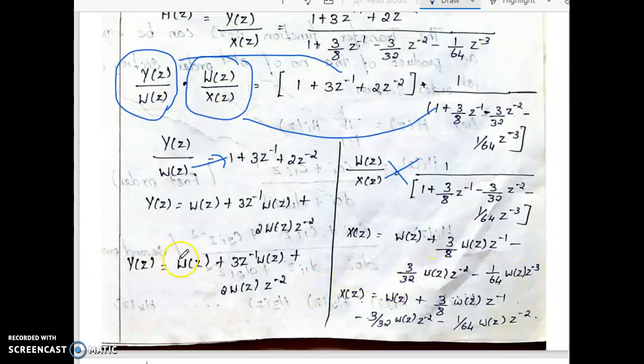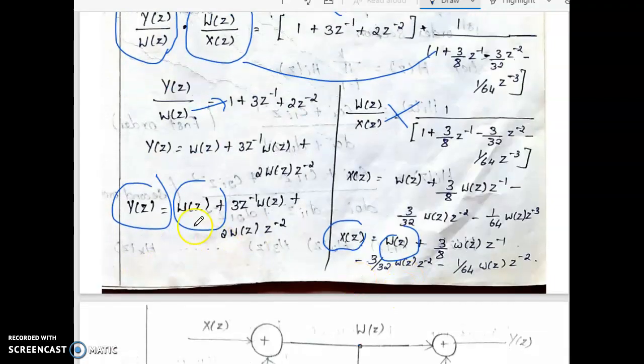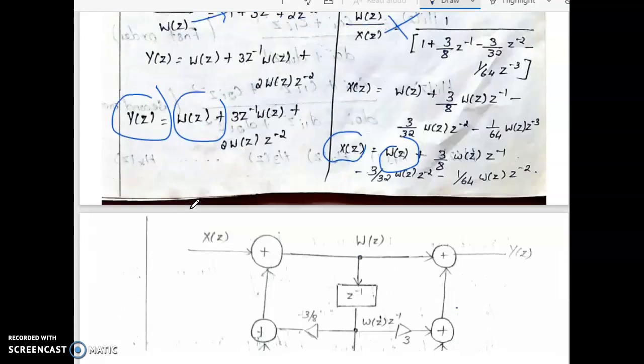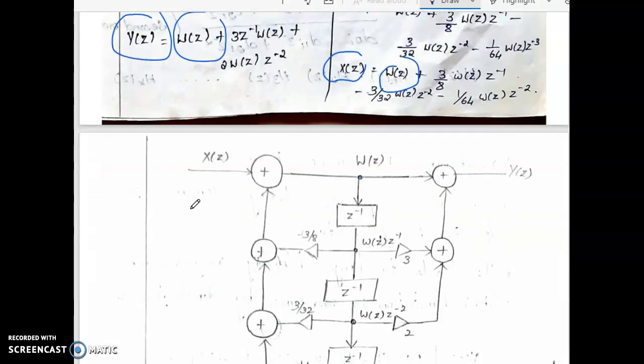Now we get that the function X(z), the input side, is also a function of W(z), and the output side is also a function in terms of W(z). So both functions have a common point, W(z). Now I am going to represent this function in a pictorial manner. W(z) is our common point, output is Y(z) and input is X(z).